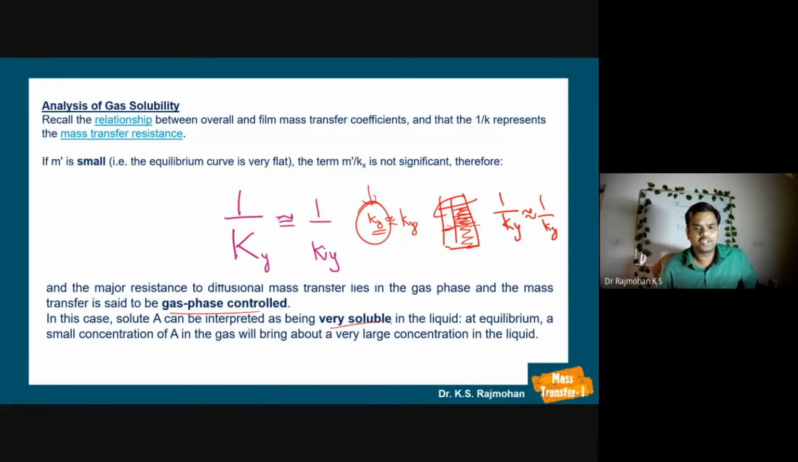It is like traffic: here there is no jam, here there is a traffic jam. The time you will reach your destination depends upon the resistance in that particular traffic jam area, right? The other part you can travel through in negligible time. So that way it is called gas film resistance, gas film controlled mass transfer.